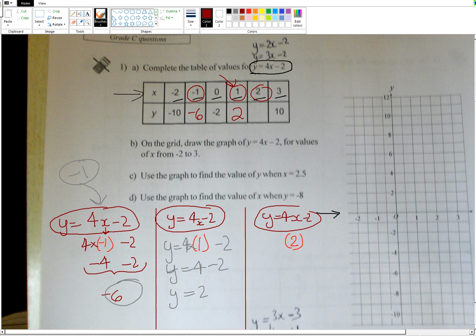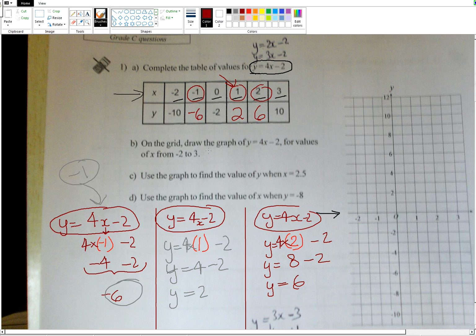Now we've got one more number in the table that needs to be completed for the y value, and that is when x is equal to 2. Now y is equal to 4 times x, which is 4 times 2 minus 2. What is 4 times 2? 8. And what is 8 take away 2? 8 take away 2 is 6. Lovely. So we can put that value of 6 in there.